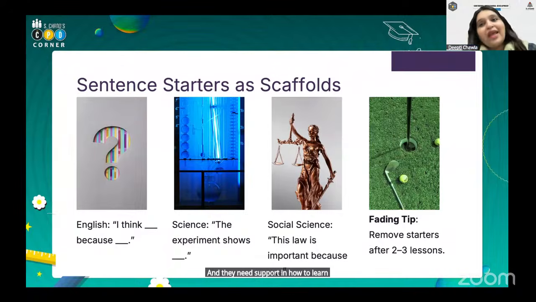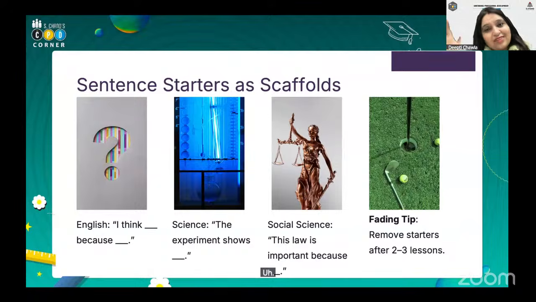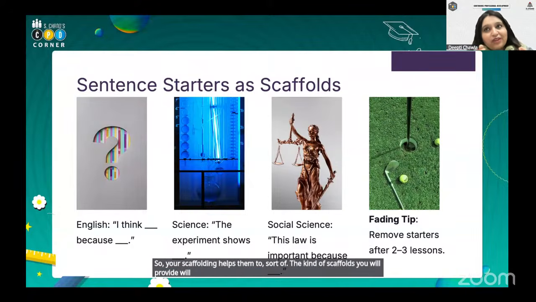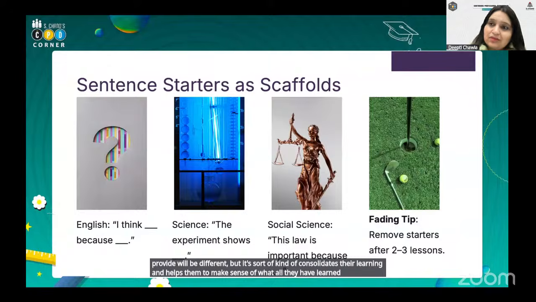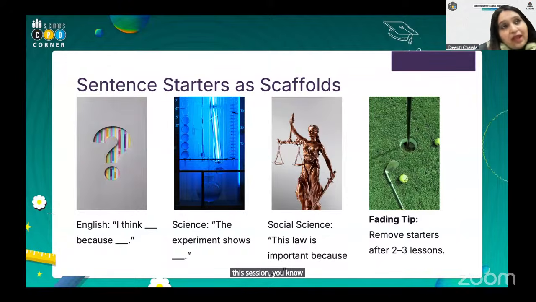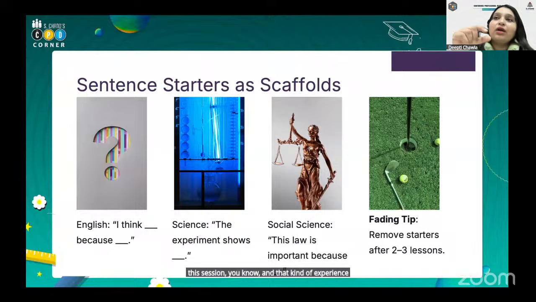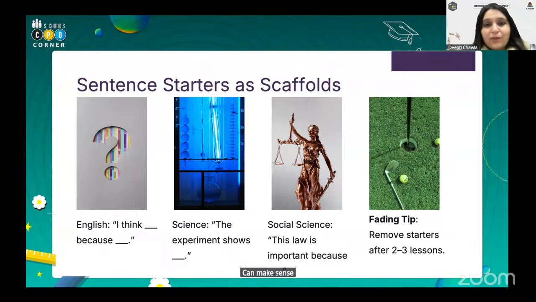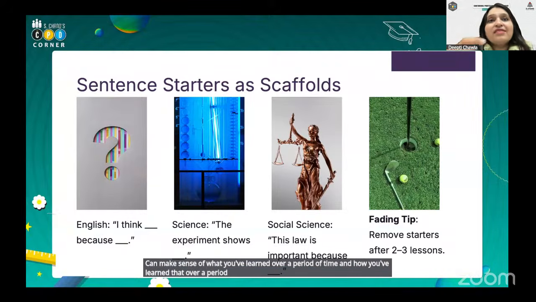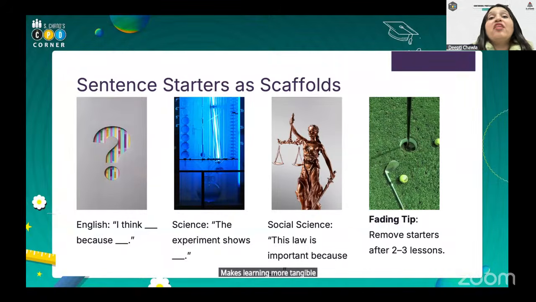And at the end of the year, at the end of the session, before they move on to the next class, the kind of scaffolds you will provide will be different, but it consolidates their learning and helps them to make sense of what they have learned over this session. And that kind of experience, where you can make sense of what you've learned over a period of time and how you've learned that over a period of time, makes learning more tangible and more available to them.